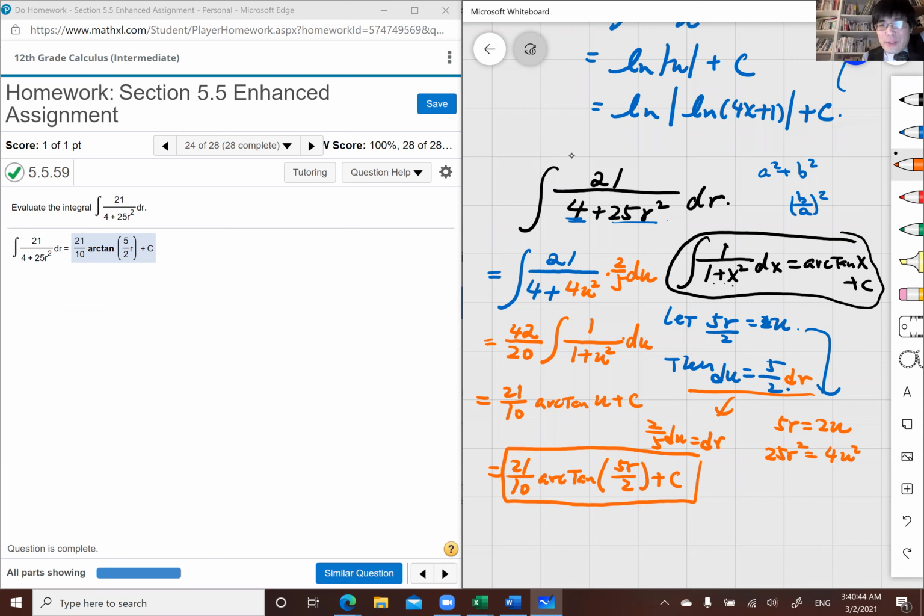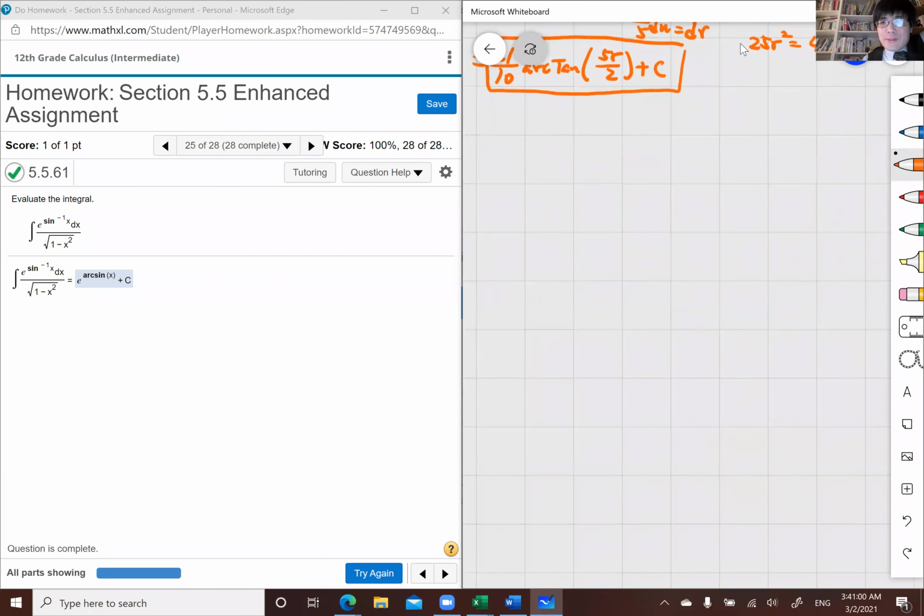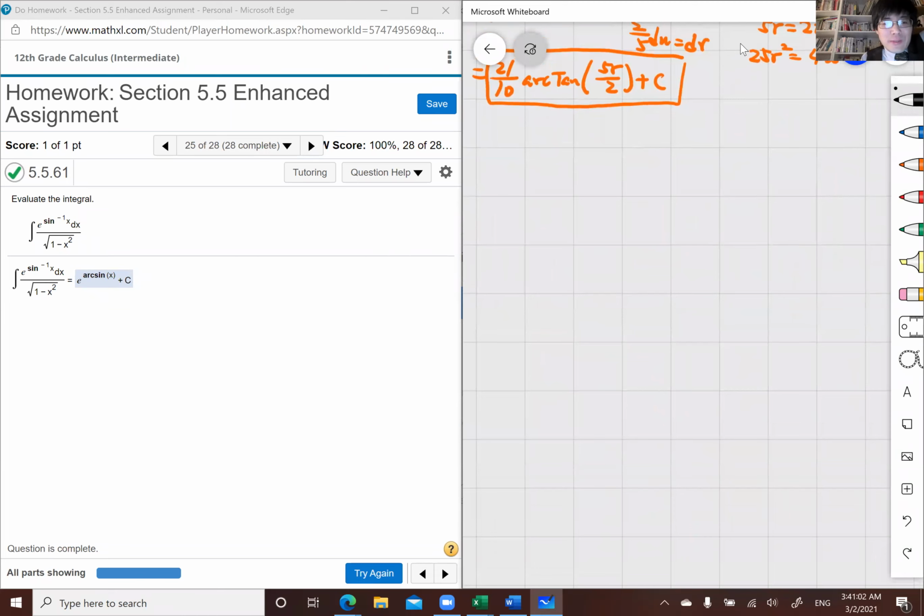So the structure is something squared plus something squared, 1. If you see something like this, that's the arctangent problem. Okay, now next one is another inverse trig function involved. e to the inverse sine of x over the square root of 1 minus x squared dx.